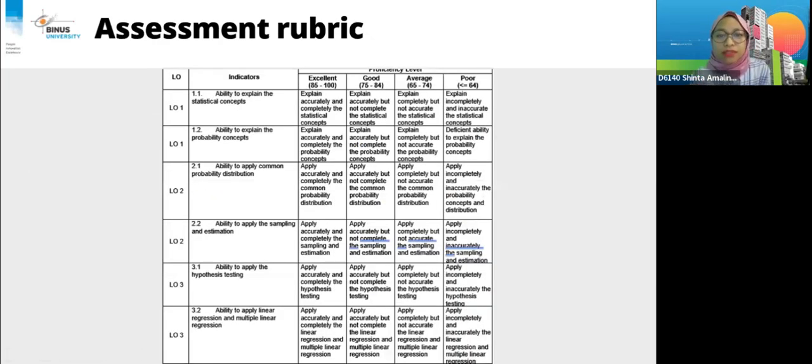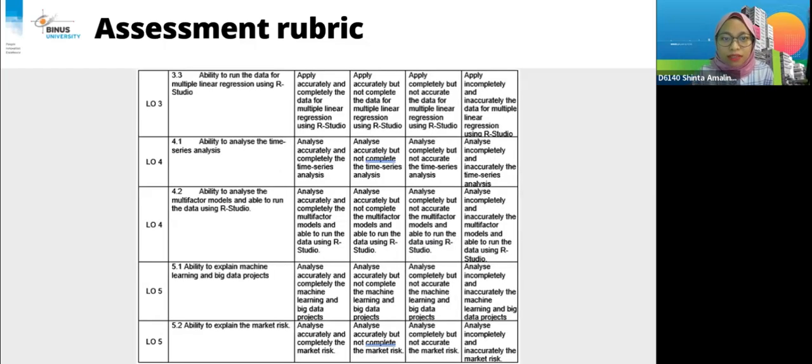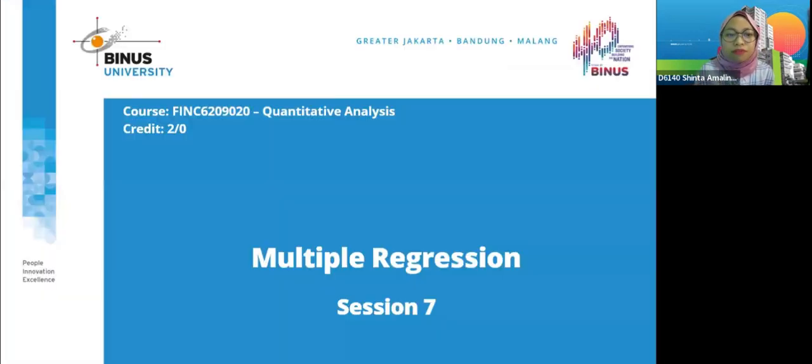And this is the assessment rubric, how we measure each student. So for all learning outcomes, from the first learning outcome until the fifth learning outcome, it is between 85 to 100 for excellent performance, and then 75 to 84 for good performance, and average for 65 to 74, and then the remaining is poor. But I hope you guys can perform at least good enough up to excellent. So this is the assessment rubric for the remaining learning outcomes for third, fourth, and fifth.